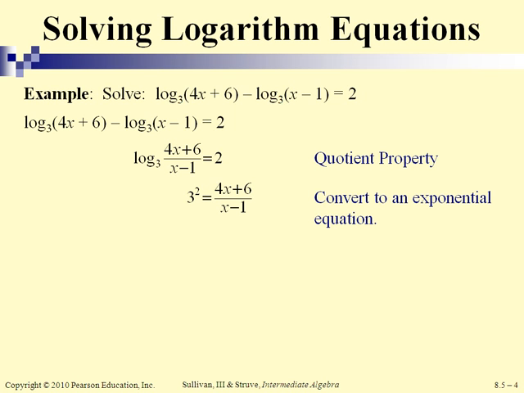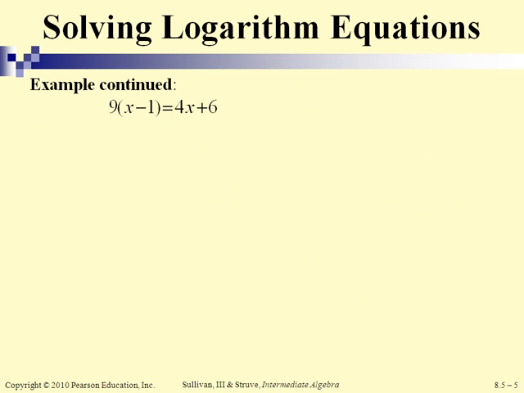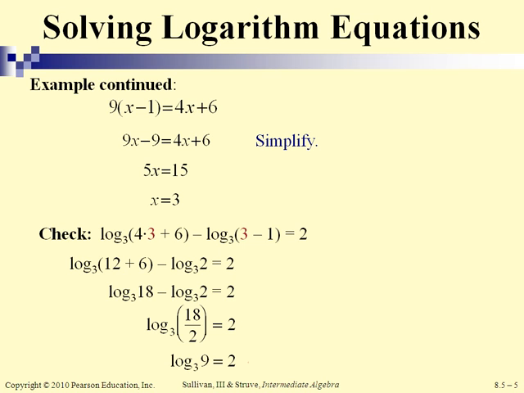Well, you can solve that, right? It's a rational equation. So 9 times x minus 1 equals that. So you just distribute it and solve for x. Am I done? No, you have to check. You plug into the argument. See, is that greater than 0? Yes. Okay. 3 minus 1 is greater than 0. So it's okay. So domain-wise, it's okay.